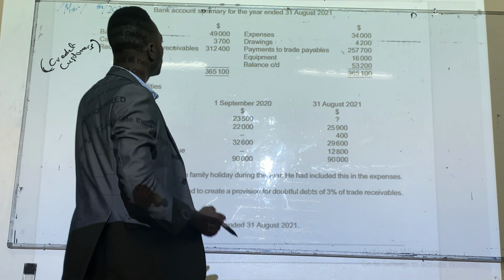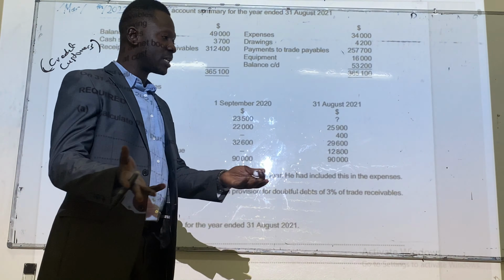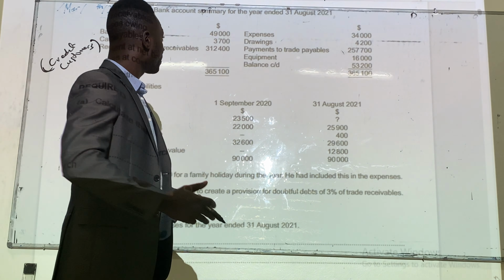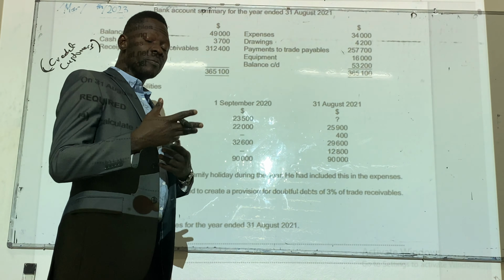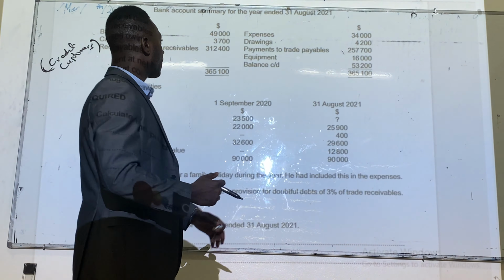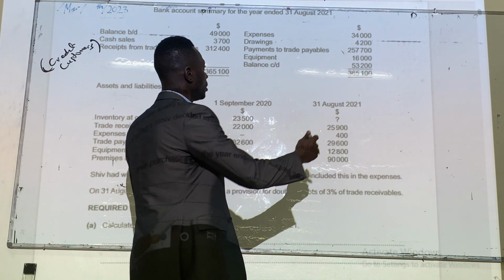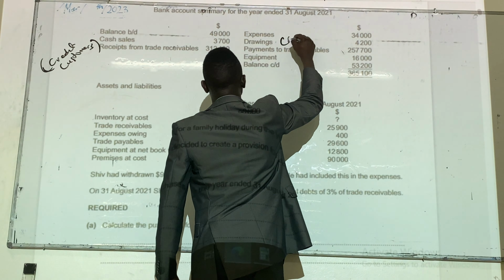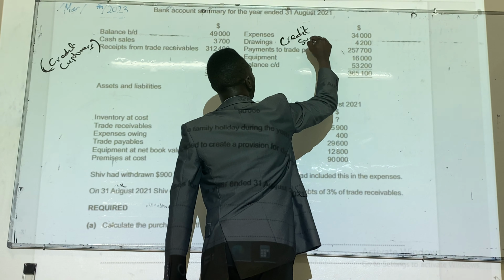Then we have expenses, which are general expenses that we have spent. We have drawings, which means the owner of the business has withdrawn a certain amount of money from the business for personal use. Then we have payments to trade payables, which represents our credit suppliers.